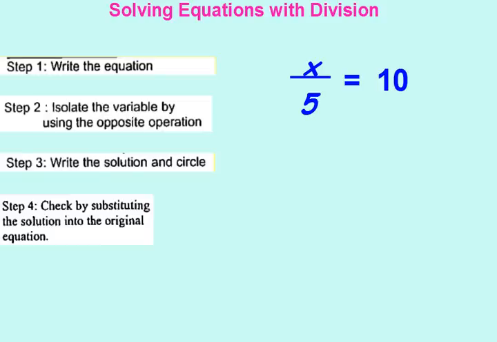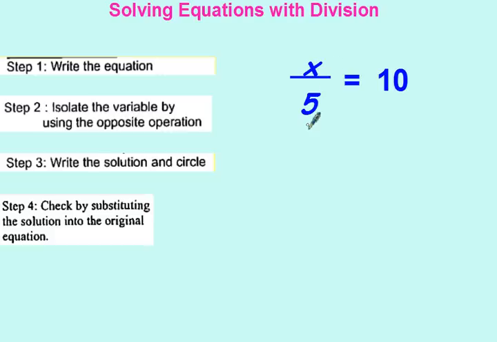Solving equations with division. Step 1, write the equation. X divided by 5 equals 10. Isolate the variable by using the opposite operation. So what is the variable and what's happening to it? The variable is x, it's being divided by 5.